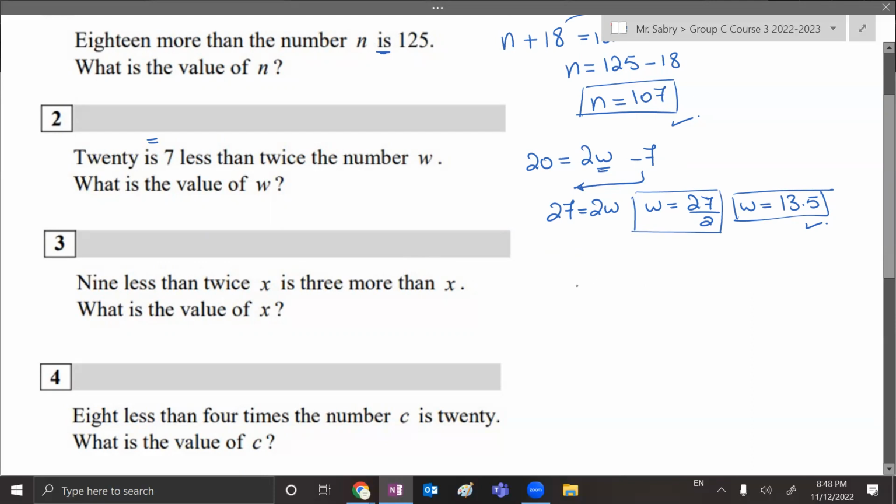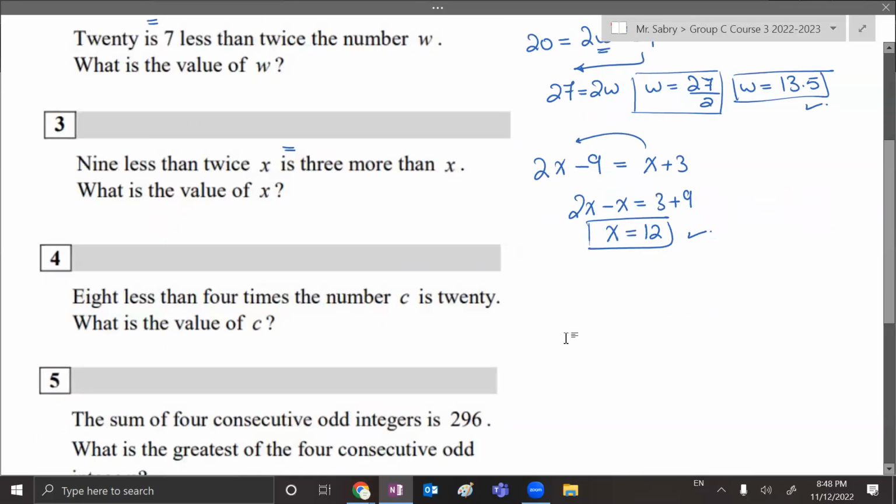Number 3 says 9 less than twice x. So 9 less than something means something minus 9, twice x, so 2 times x, is means equal to 3 more than x, so x plus 3. What's the value of x? I'll move the x's to one side. I'll have 2x minus x equals 3 plus 9, which means x is equal to 12. That's it. Easy equation solved.